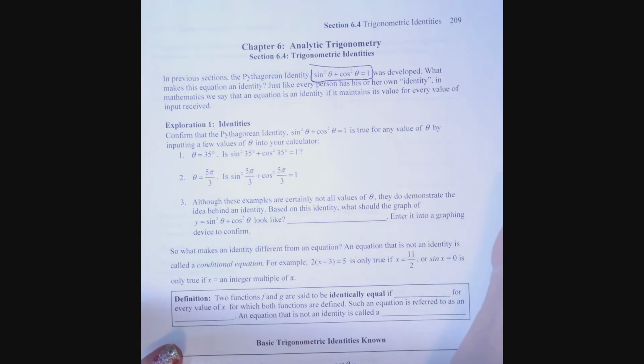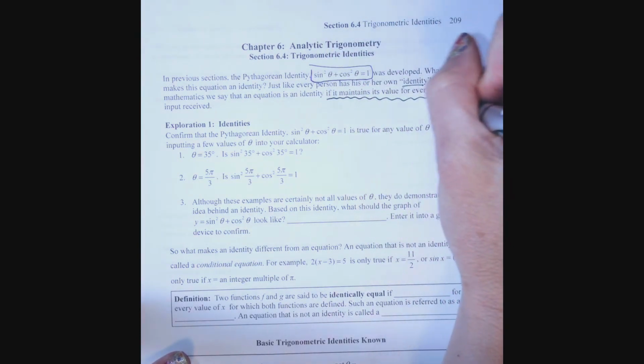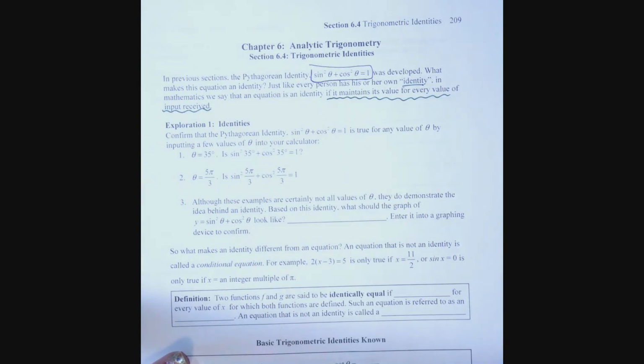What makes this an identity? One thing that we tend to do in our math classes is separate math from the English language, and we shouldn't do that. You know what the word identity means. Just like you have your own identity, it's what makes you who you are, and it should be who you are no matter where you are, right? Well, if we say an equation is an identity, then it is true that it is going to maintain its value for every input.